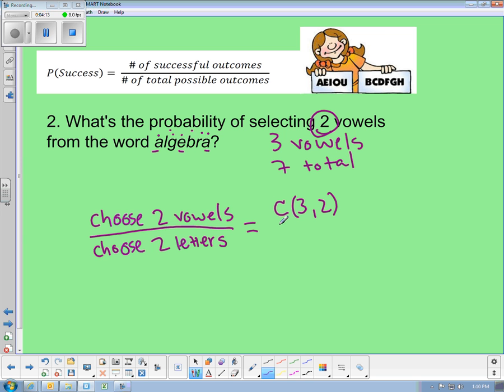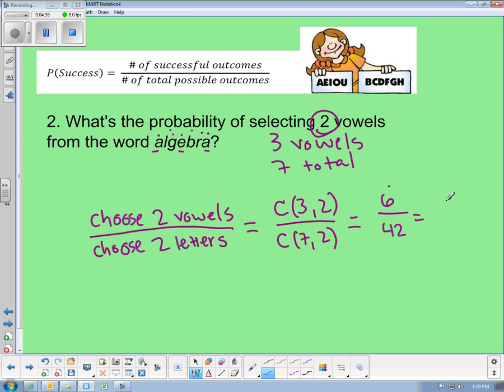That's for the vowels. But then for the total, I want the combinations of 7 objects, choosing 2 of them. So I need to figure out those 2 things. This is how many ways I can pick 2 vowels. This is how many ways I can pick any 2 letters. When I plug those into my calculator, I find that there are 6 ways that I can choose 2 things from 3, and there are 42 ways that I can choose 2 things from 7.